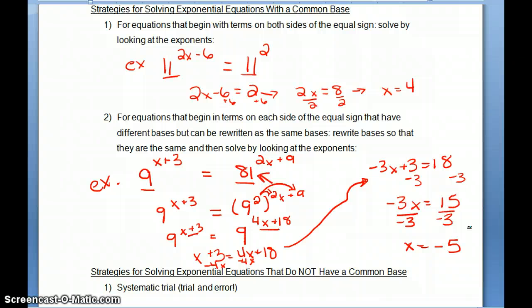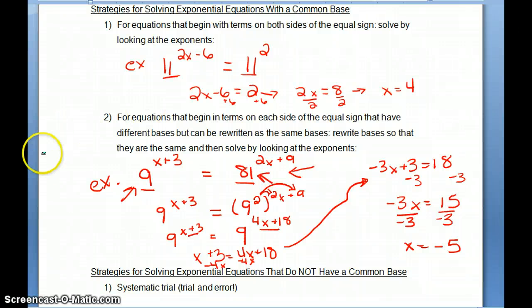So plug in x equals negative 5 for x into both your left hand side and your right hand side. Make sure you're using the original equations that I would give you, in case you made an error over here. This will help you check your work and make sure it's right, in case there were any errors that could have been made.